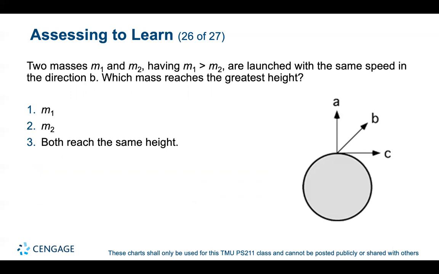So two masses, M1 and M2, M1 greater than M2, are launched with the same speed in direction B. Which mass reaches the greater length? And once again, both reach the same length.